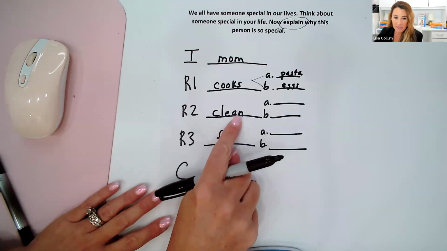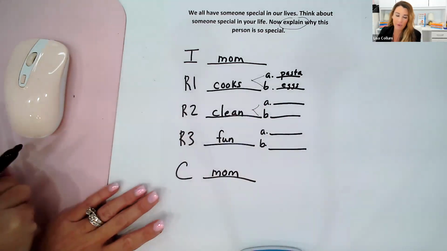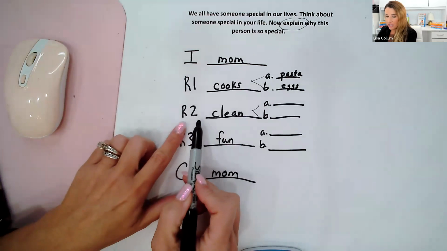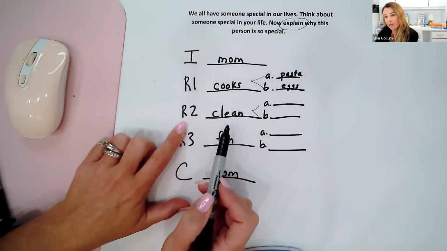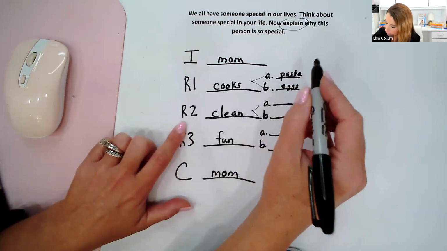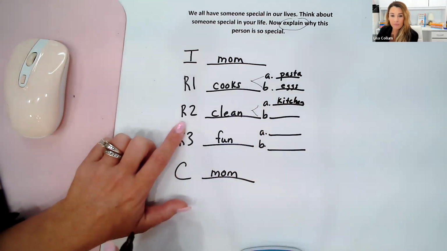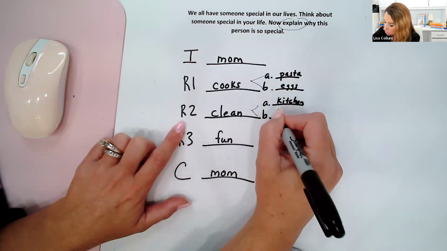Now I got to write 2 things about her cleaning, right? So, and remember, I'm going to be writing about my mom is my special person because, and this reason is going to be she helps clean. So what are 2 things I could write about in my essay about her cleaning? Well, I could write about how she helps clean the kitchen. And I could write about how she helps clean the floors.